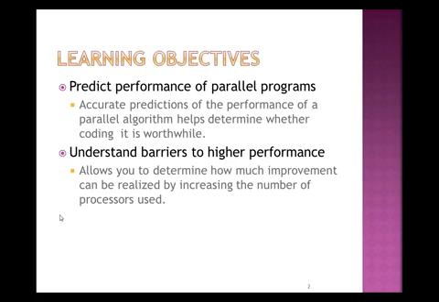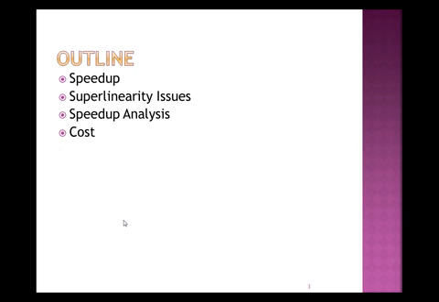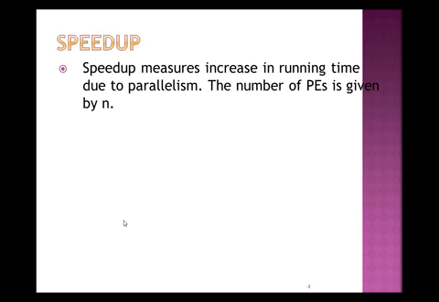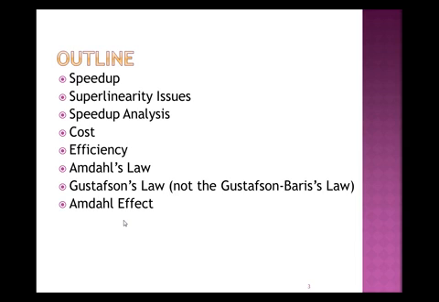Then understand the barriers to high performance. Understand what the hindrances, barriers, or bottlenecks are that restrict the performance of the program. This allows you to determine how much improvement can be realized by increasing the number of processors used. Then what is the outline? What is speedup? Superlinearity issues, speedup analysis, cost, efficiency, Amdahl's law, Gustafson's law, and the Amdahl effect. These are the topics that we will discuss in today's class.